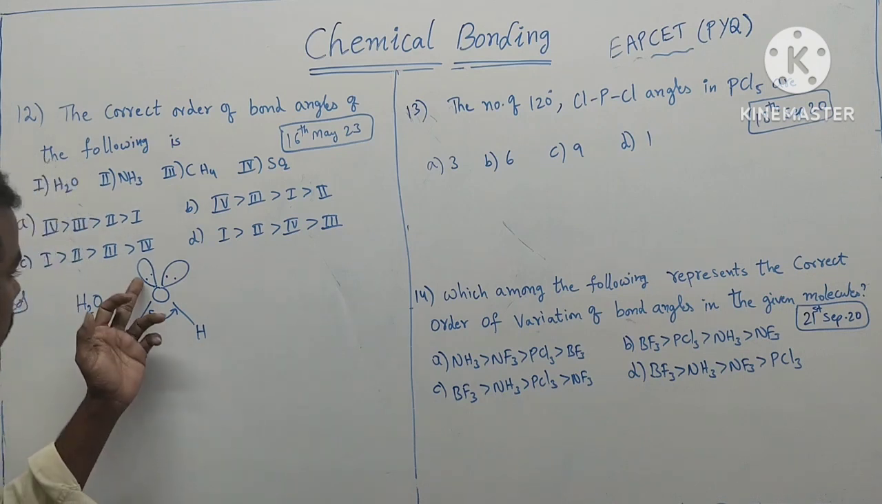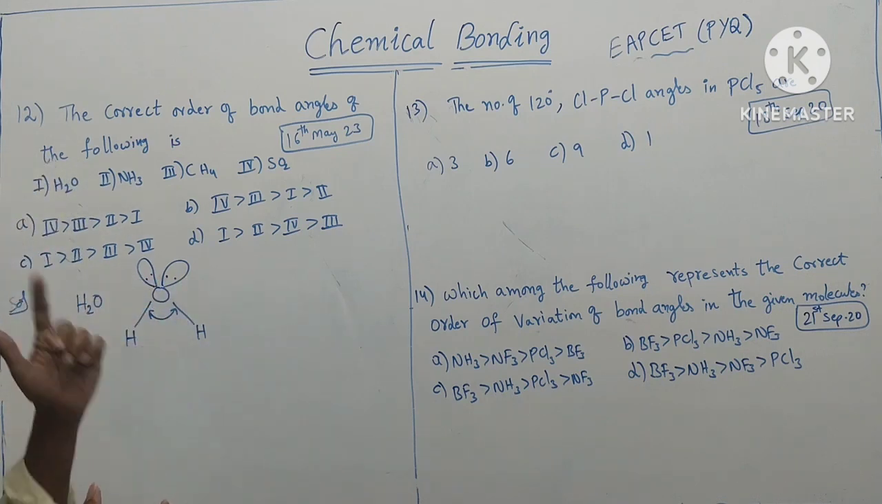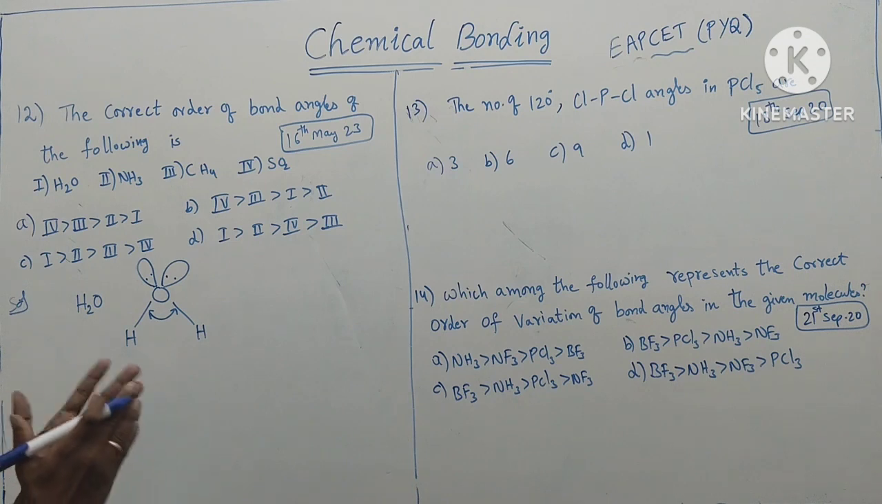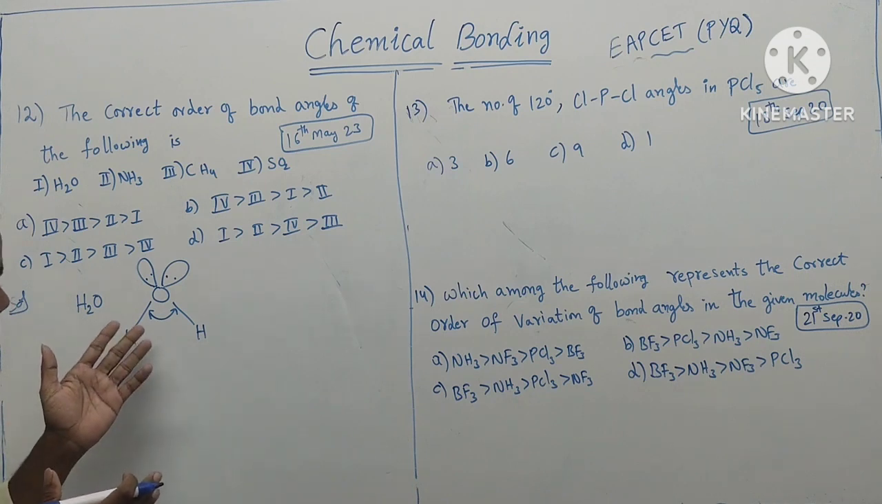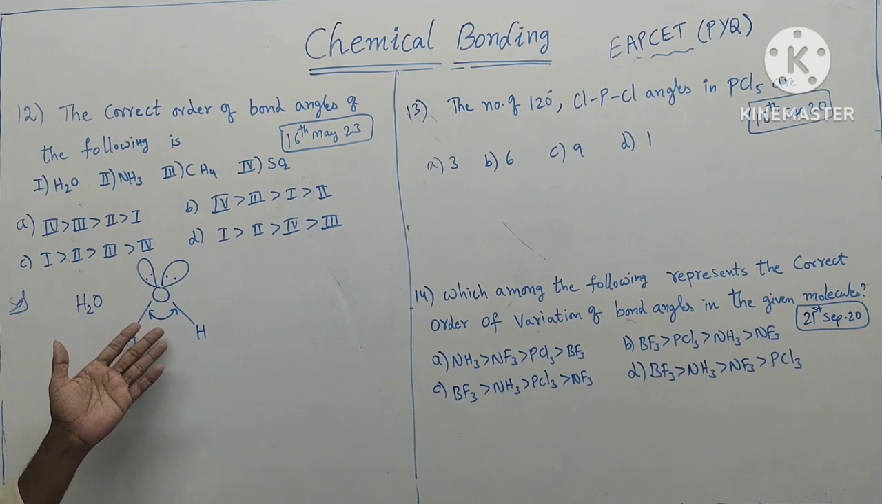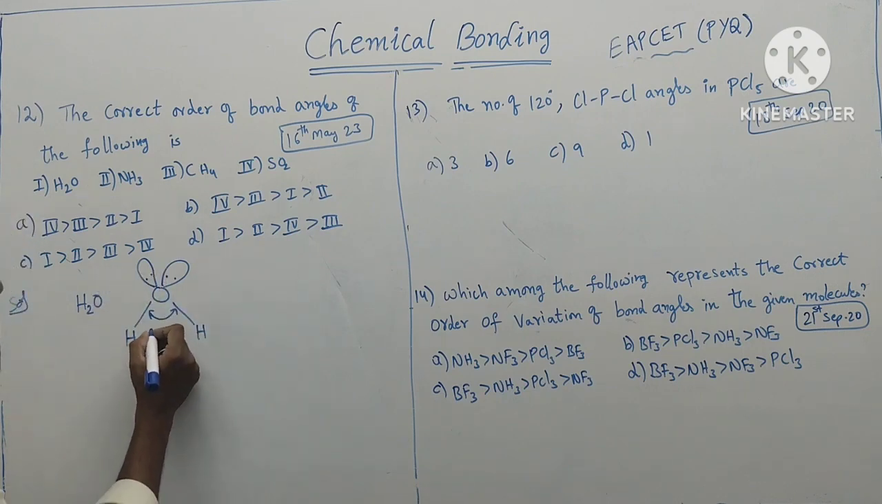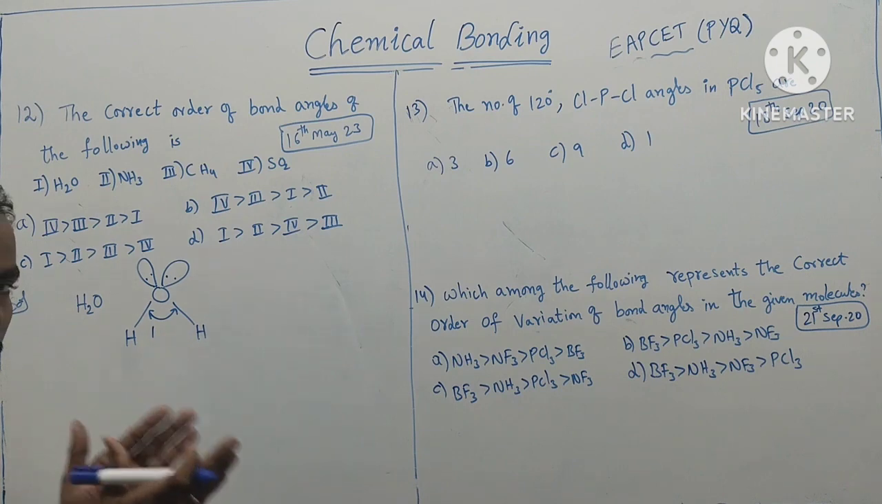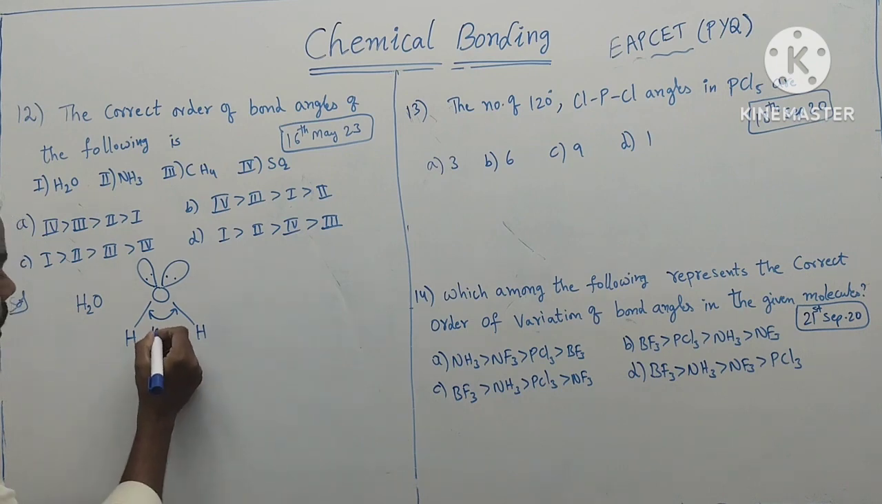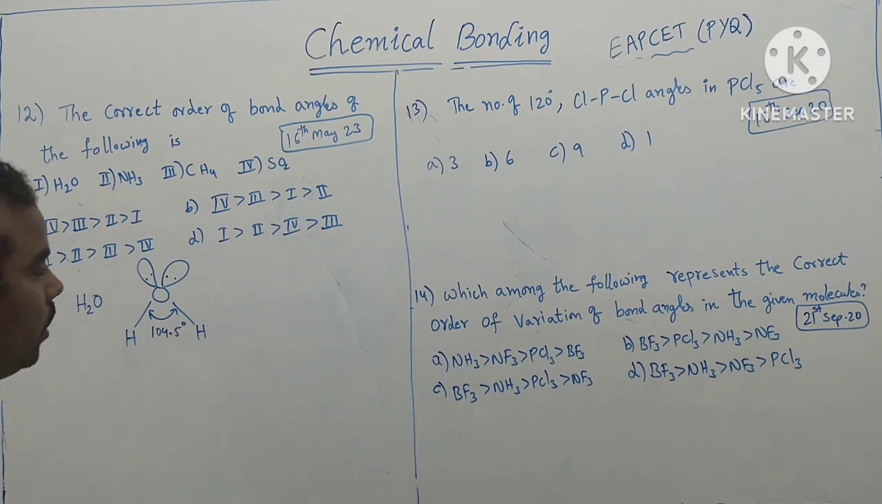But due to the presence of 2 lone pairs, according to VSEPR theory, lone pair repulsions are more than bond pair repulsions. Due to the lone pair repulsions, the bond angle decreases from 109 degrees 28 minutes to 104.5 degrees. So the bond angle decreases more.